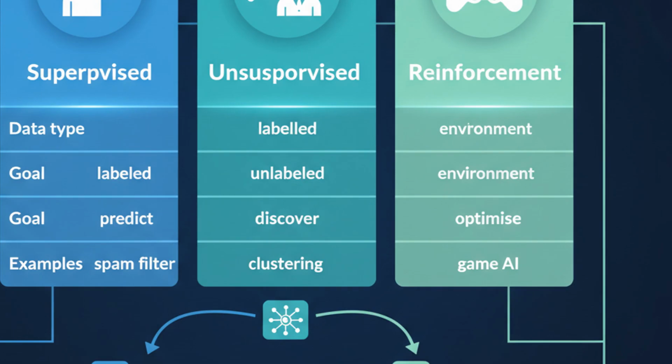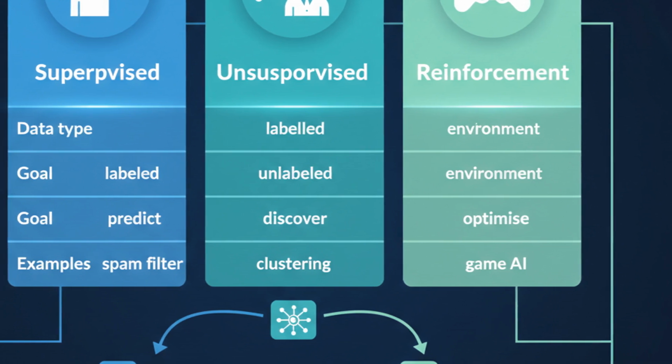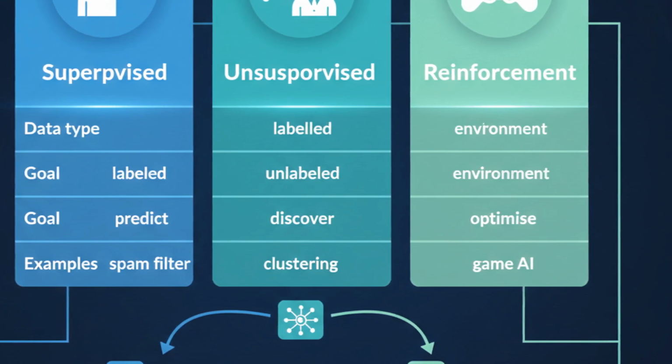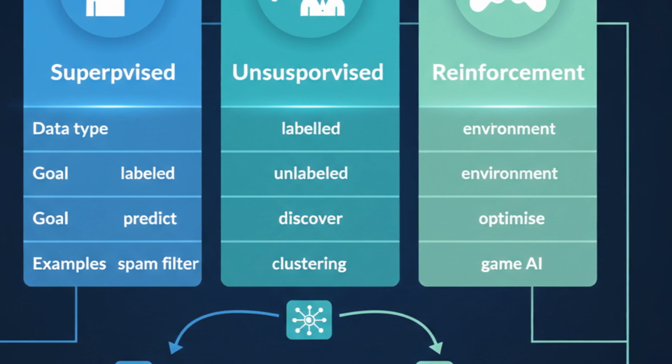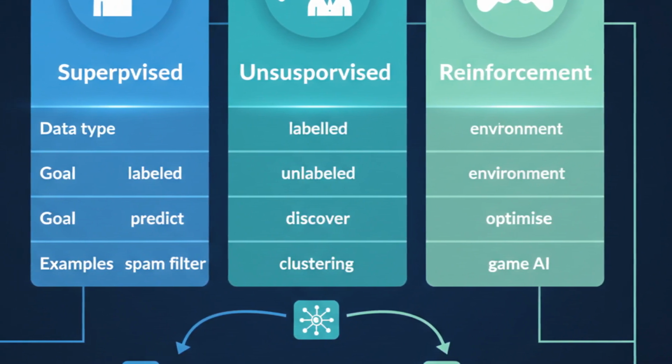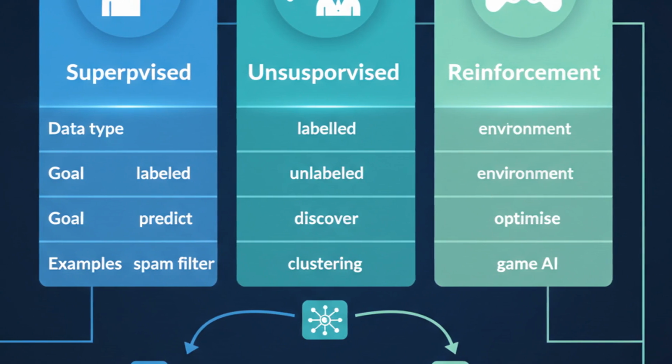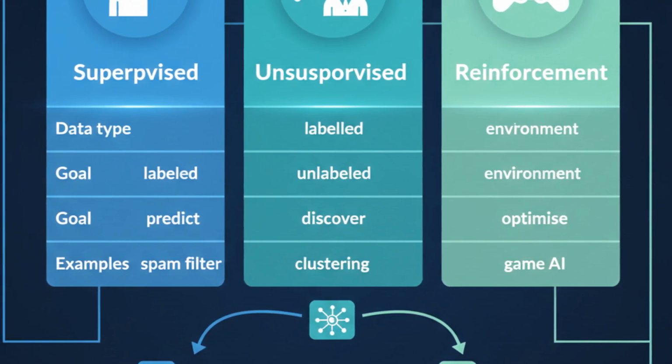Let's bring it all together with a clear comparison. Supervised learning needs labeled data and predicts specific outputs. Use it when you know what you're looking for and have examples. Unsupervised learning finds hidden patterns in unlabeled data. Use it when you want to discover structure you didn't know existed. Reinforcement learning learns optimal behavior through trial and error in an environment. Use it when there's no data set, just a goal, and the ability to experiment.